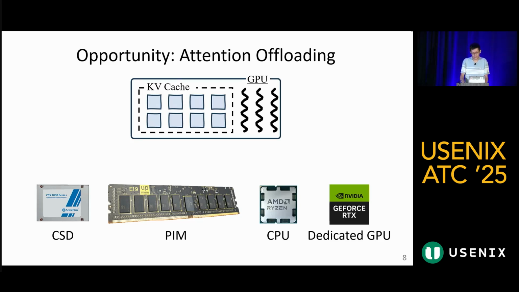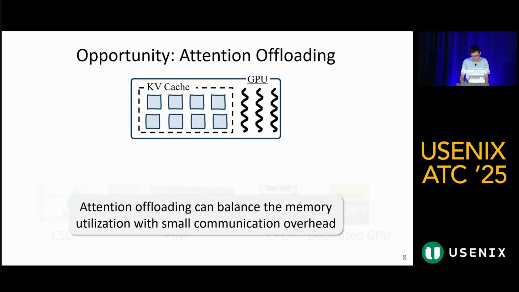By using this computation feature, many existing works propose attention offloading. The idea is to offload the expensive attention computation from a busy GPU to other devices like CSD or PIM. Only QKVO vectors need to be exchanged between the GPU and the secondary device. When adopting this idea to the GPU, it allows a hot model to borrow spare memory capacity from a cold model's GPU. Crucially, this can balance memory utilization across GPUs with small communication overhead.